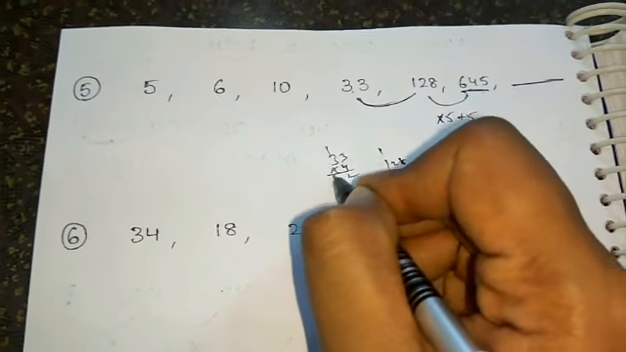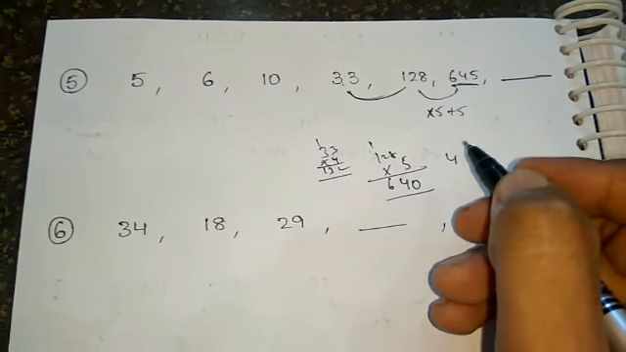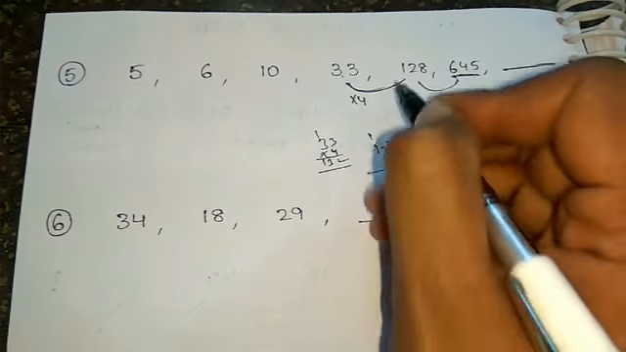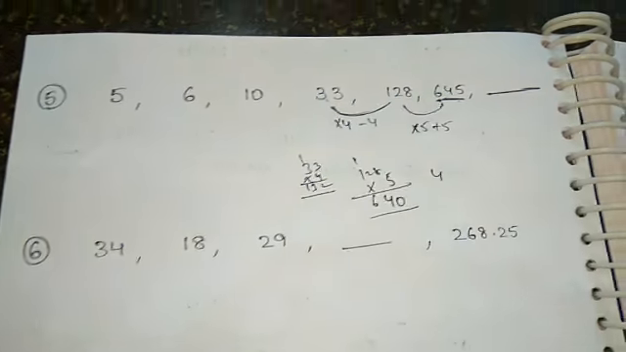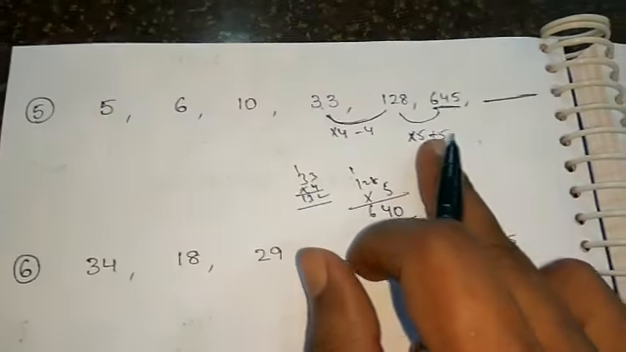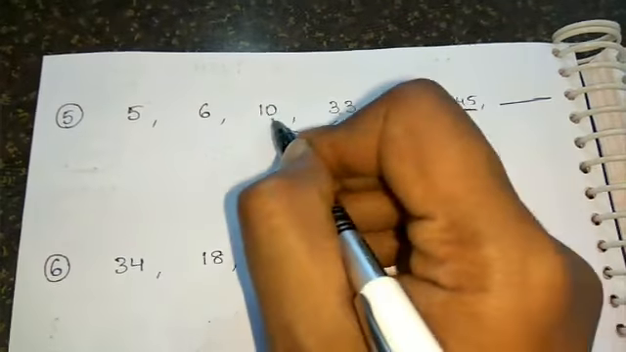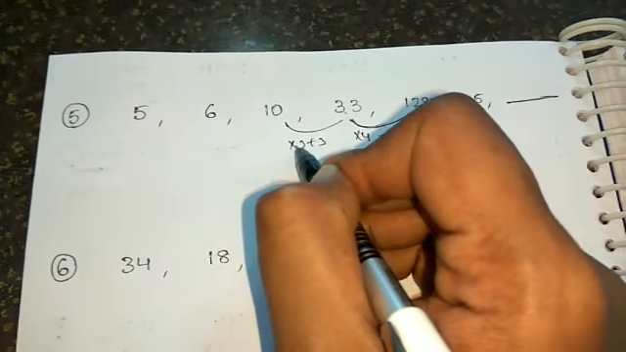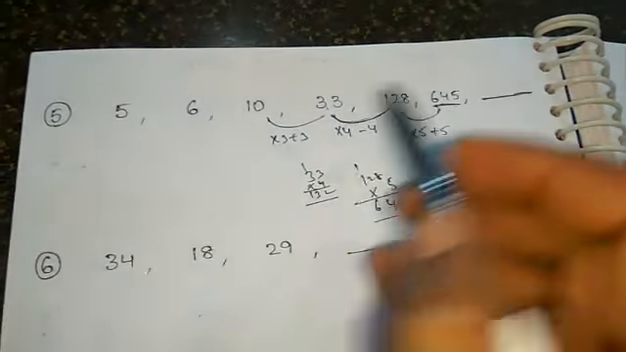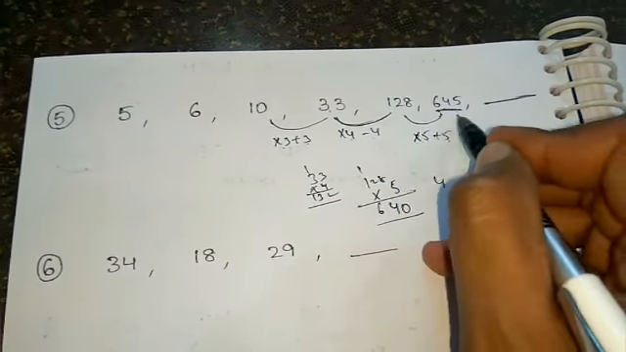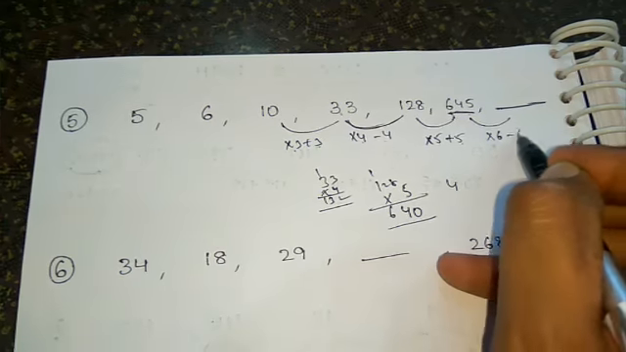4 3s are 12, 13, 132. So see here, into 4, but we got 132. So we should subtract 4. Right? So into 5 plus 5, into 4 minus 4. So what is this? Into 3 plus 3. 10 into 3 is 30 plus 3. So what is happening here? Into 3 plus 3. Into 4 minus 4. Into 5 plus 5. Then the next term will be into 6 minus 6.